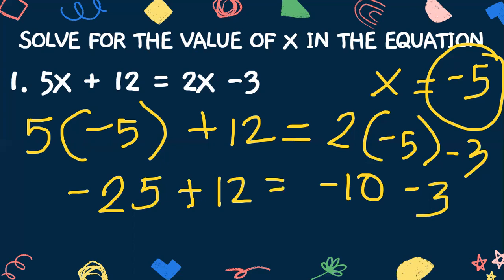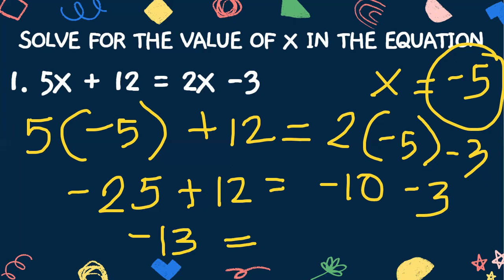Alright? So, sino mas malaki? Si 25 o si 12? Si 25. Kukunin natin yung sign niya, which is negative. Then, minus natin sila. 25 minus 12, that is 13. Right? So, negative 13. Dapat ang lumabas din dito ay negative 13 to make our answer is correct. Alright? Kapag sila ay equal, ibig sabihin tama yung nakuha natin. Right? So, negative 3 plus negative 3 minus 3.